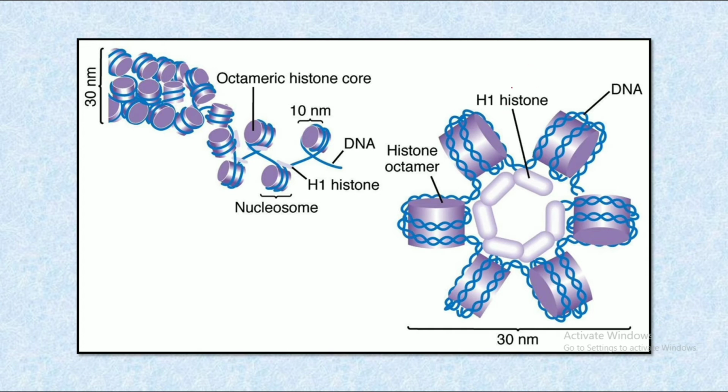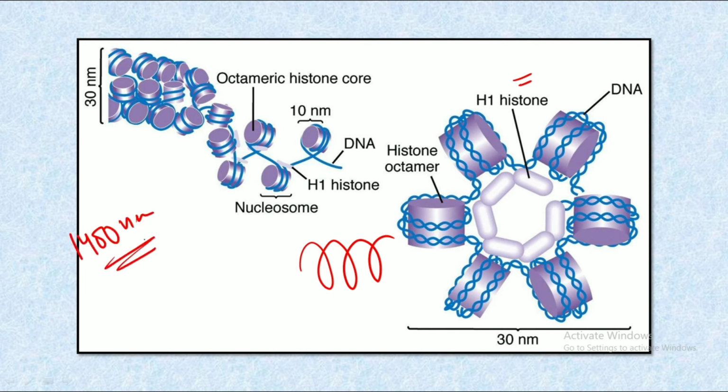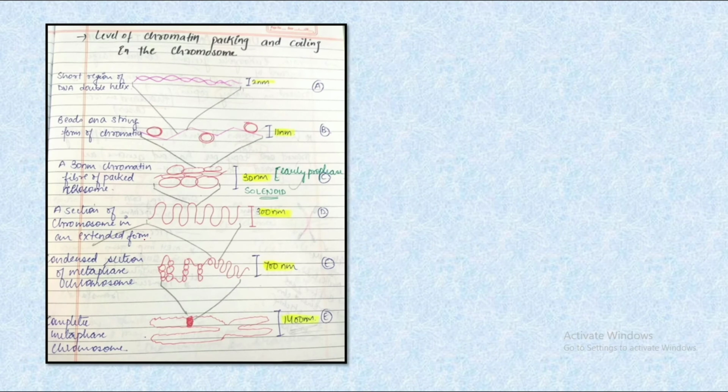We have the H1 histones in the middle and the DNA getting coiled over the core particles, and with further packaging of the DNA molecule we have 30, then 300, 700 and finally 1400 nanometers packaging in the DNA helix. So this is the complete structure. This is the picture from my notes itself. You can see the levels of chromatin packaging and coiling in the chromosome.